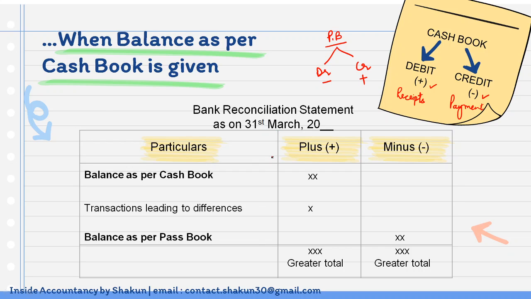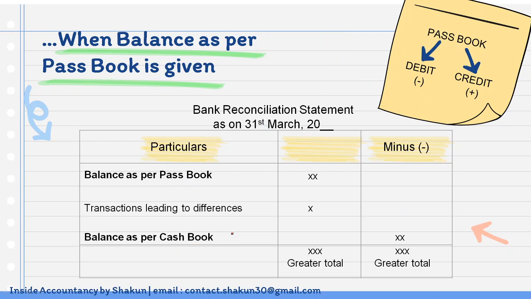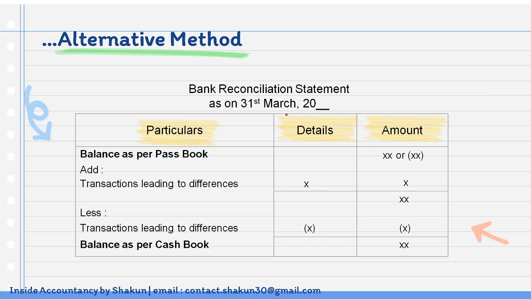So this is the format of bank reconciliation statement. You start with one balance and all the transactions are mentioned here either in the plus or the minus column, and then finally you get the balance as per passbook. Either the balance as per cash book would be given or the balance as per passbook would be given. If we start with passbook, we end up with the balance of cash book, and as I told you, passbook DR means minus and CR means plus, which is opposite to the balances of cash book. There is an alternative method also, in which instead of having a plus and a minus column, you have particulars and amount, and all the transactions are added and subtracted respectively in the particulars column.